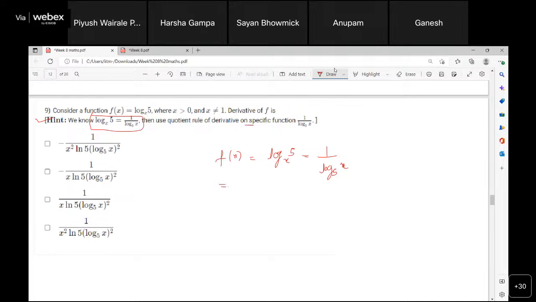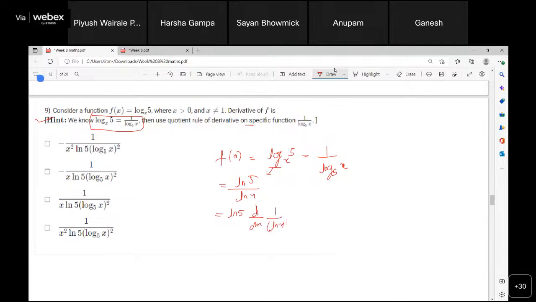We can do that. Or the other thing is just the change of base rule, that is log 5 upon ln of x, right? I'm just converting this base x to e. So ln of 5 divided by ln of x. Now this ln of 5 is constant, so just take the derivative of ln of x. That thing also you can do. Are you getting what I'm doing here? I just applied this base change. Now ln of 5 is a constant number. Okay, now what is the derivative of 1 upon ln x?